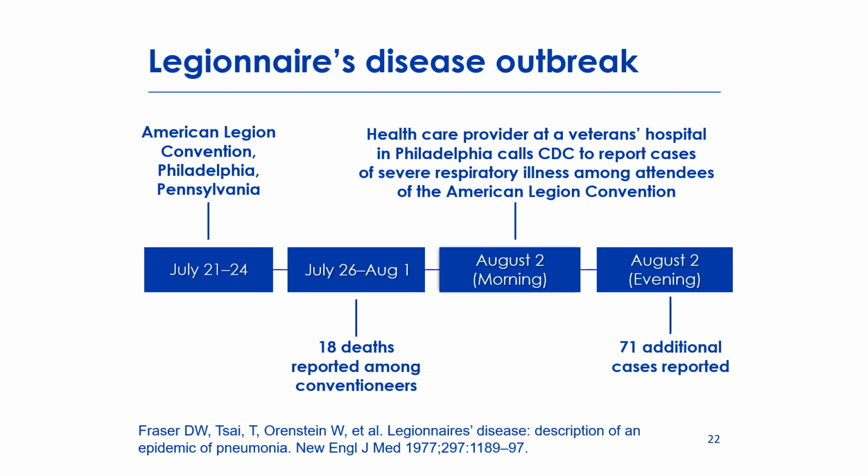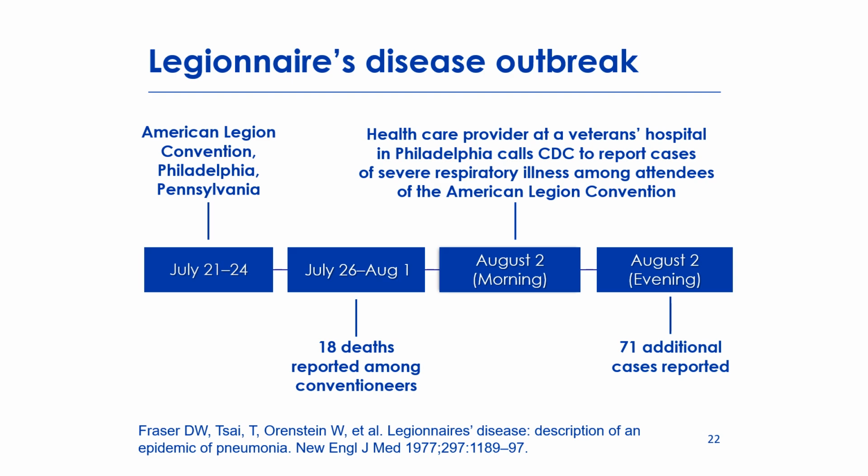In this slide, we can see the Legionnaire's disease outbreak. What happened in that very famous outbreak? Members of the American Legion gathered for the annual American Legion Convention held between July 21st and July 24th, 1967, in Philadelphia in the United States.